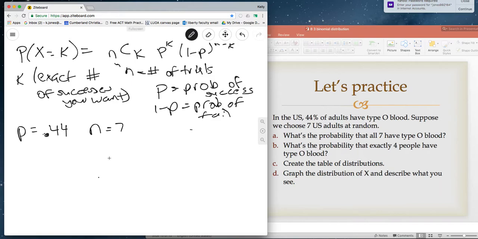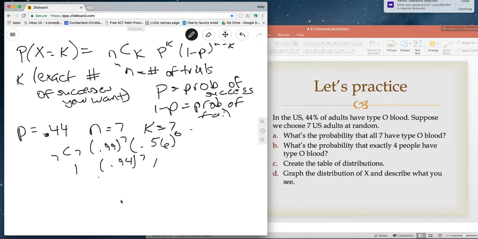What's the probability that all 7 of them have type O blood? Oh, that's my K. So it tells you again what number you want to do. Okay? So we're doing 7C7. We're going to do 0.44 raised to the 7 power. And 1 minus 0.44 is 0.56. And we're going to raise that to the 7 minus 7, which is 0. So once again, this is just 1 and this is just 1. So we're really looking at what 0.44 is to the 7th power.